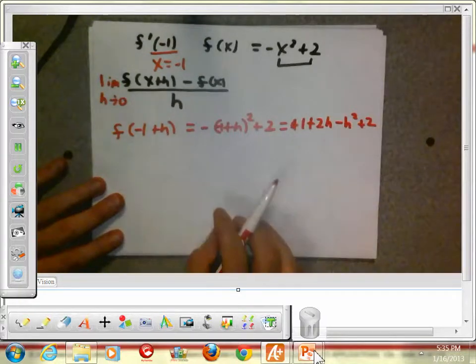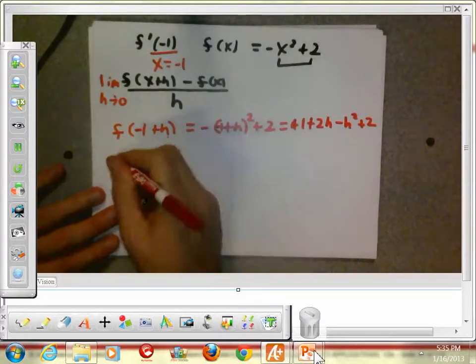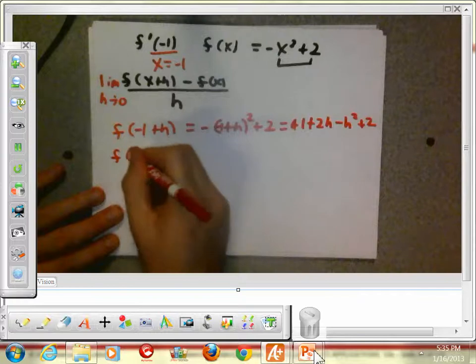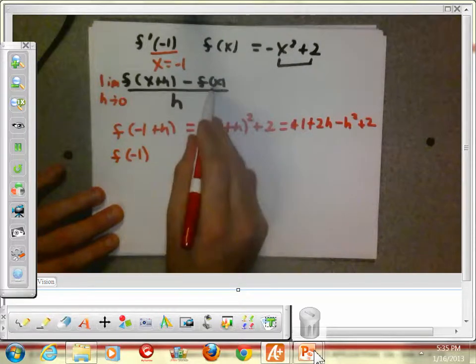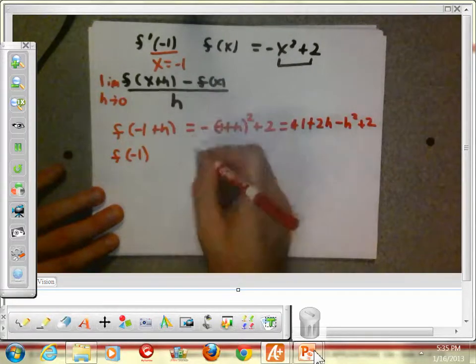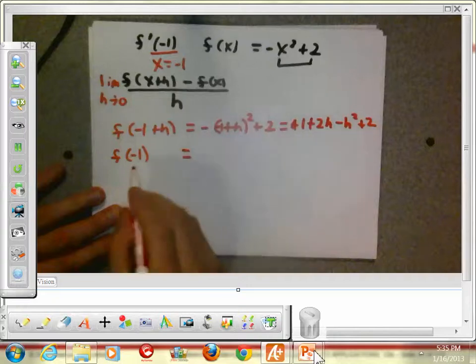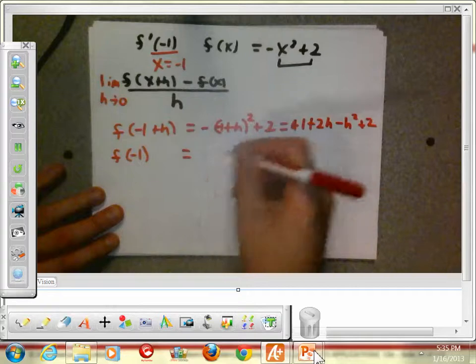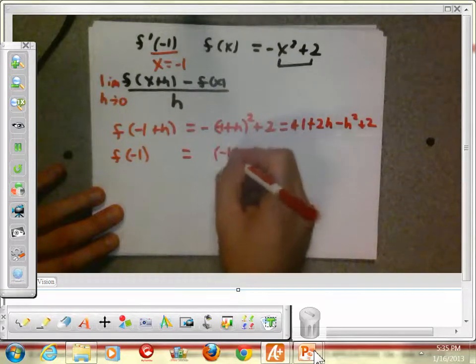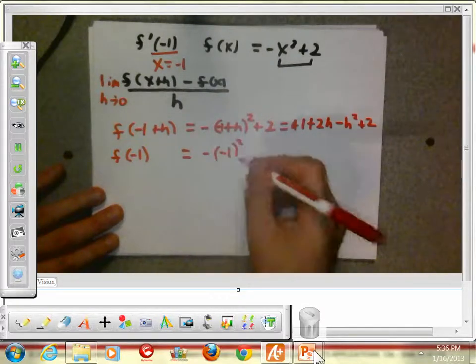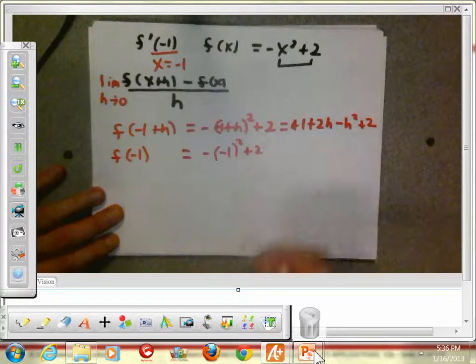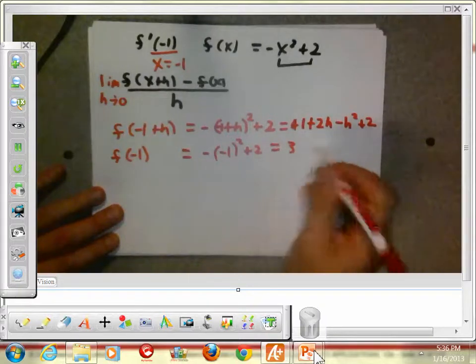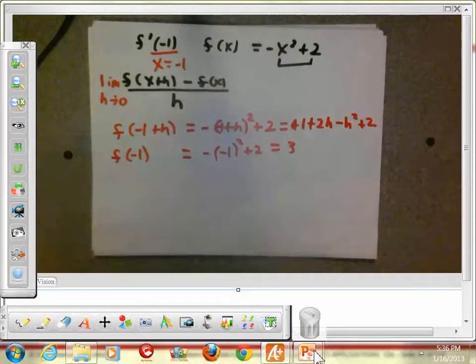Okay. So we have this like this now, and now we want to find f of negative 1, right? Because we need f of x, but x is negative 1. So I'm going to take whatever's in parentheses and square it. So it's going to be minus 1 squared times a negative 1 plus 2, which is going to equal 3. Okay.